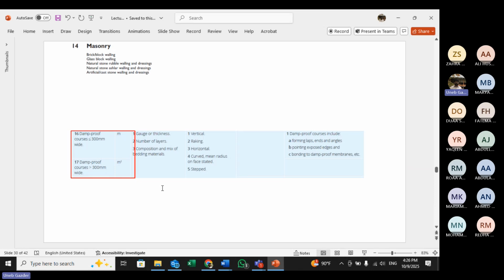Okay. So the damp-proof course, as I mentioned, is less than 300 millimeters or more than 300 millimeters. For less than 300 millimeters, you don't need the thickness, you don't need to multiply the thickness. You can measure it in length. For more than that, you have to mention the number of layers, the thickness, the composition, and mix of the material, because it could be one material, could be a mix of material.